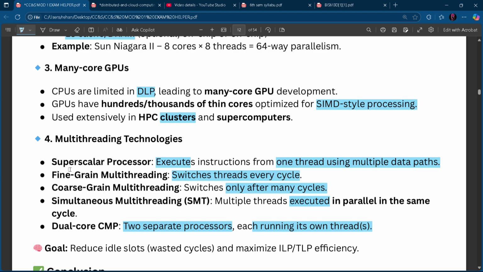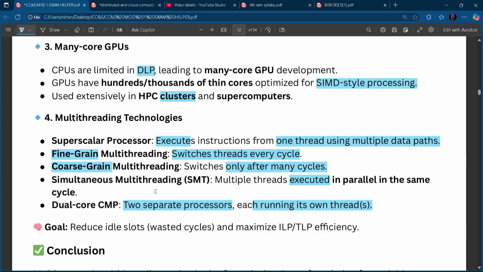The first thing is the superscalar processor. It executes instructions from one thread using multiple data paths. Then you have fine grain and coarse grain. Fine grain is very easy to remember: it switches threads every cycle. Like in a pipeline, at every clock cycle the threads are switched. But in coarse grain, the threads are switched only after many cycles. The number of cycles depends on the processor or the technology being used, which defines the number of cycles, or it can be set manually as well.